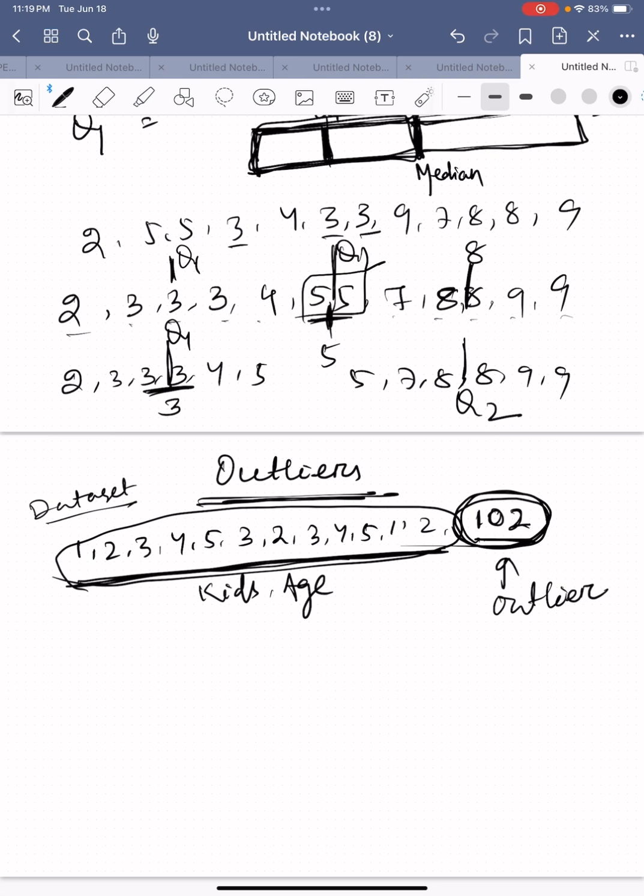So if you make a mistake in identifying, because in this case this is very obvious, this is a very simple example, this is not a very proper example, but in a real world scenario, if you make an error in identifying an outlier correctly, then that can give you a very wrong interpretation of the data set.